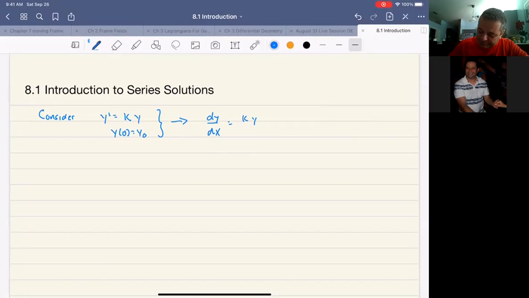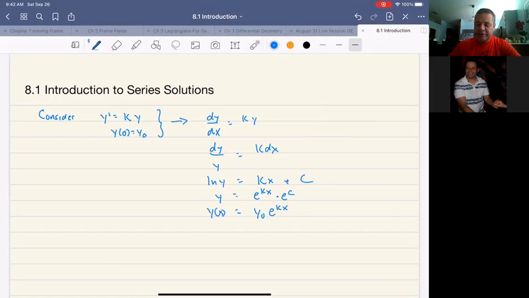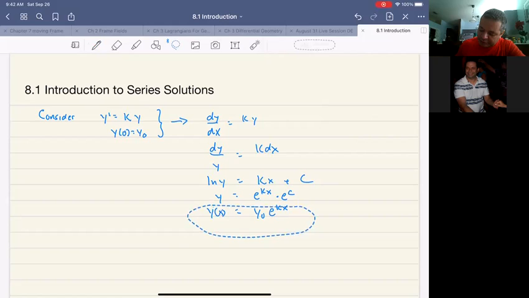Anyways, dy over y equals k dx. So that's going to give us natural log of y equals kx plus c. Y equals e to the kx times e to the c. So it's y sub 0 e to the kx. So we already know that solution, but we're going to do it via series.